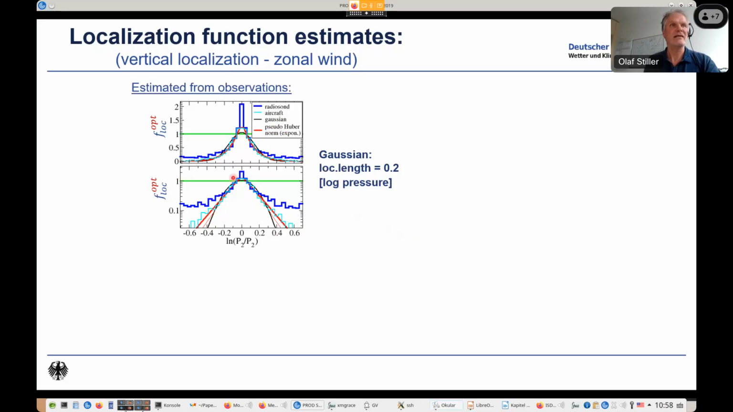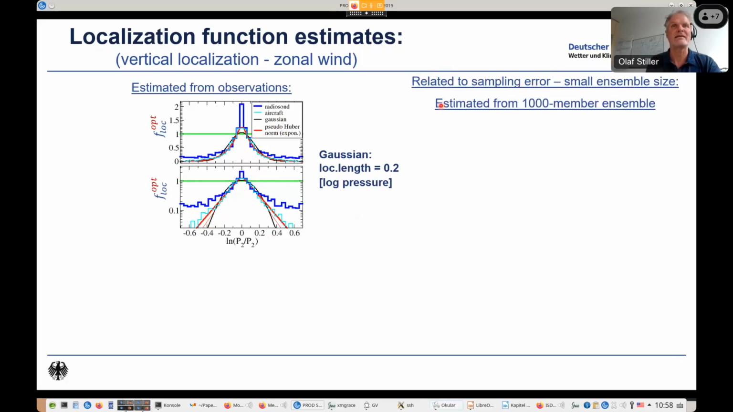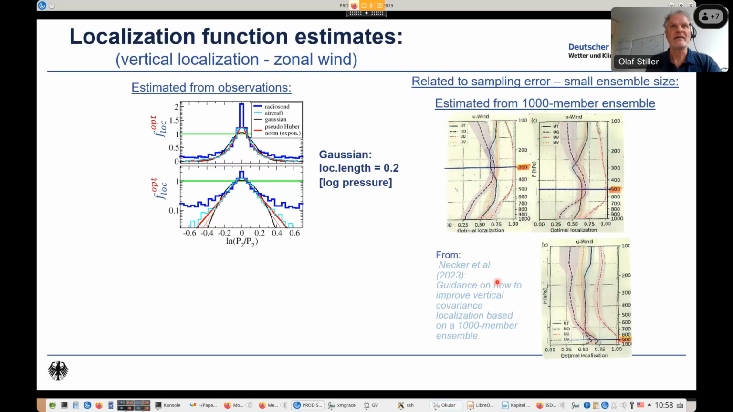But the scale is the right one, I think. And I compare this with work. There has been a lot of work which computes the optimal localization under the assumption that the only thing you have to correct is the sampling error with respect to small ensemble size. There's been a lot of theoretical work on it, and also some quite nice practical work by Tobias Necker, where he did work with the 1,000-member ensembles and said if you have only 40 members, what would be the optimal way to localize them, given that at 1,000 members it has converged more or less.